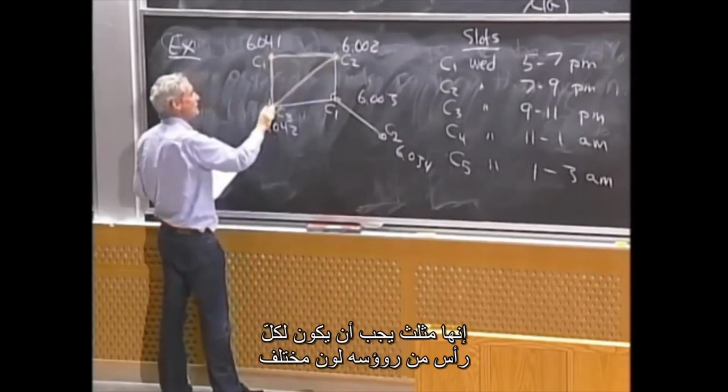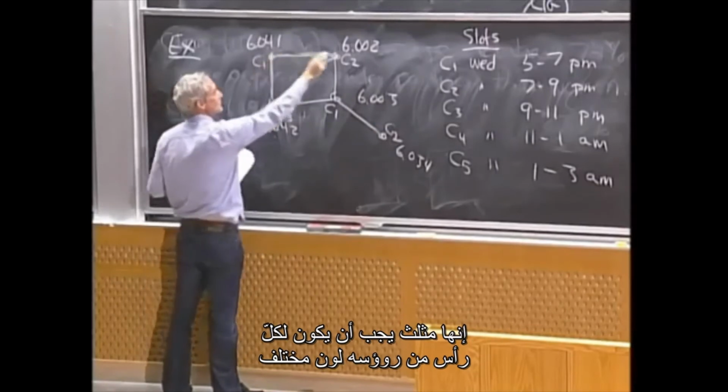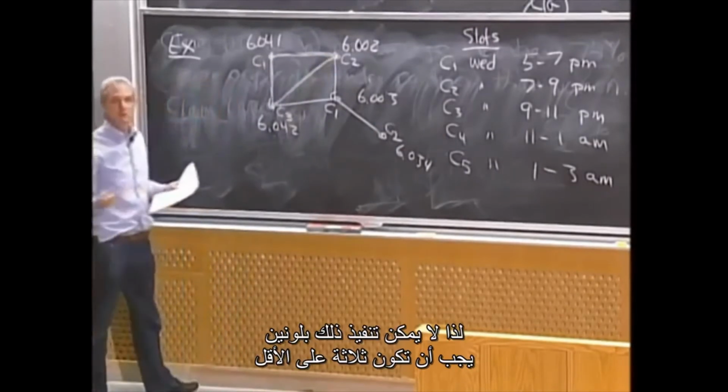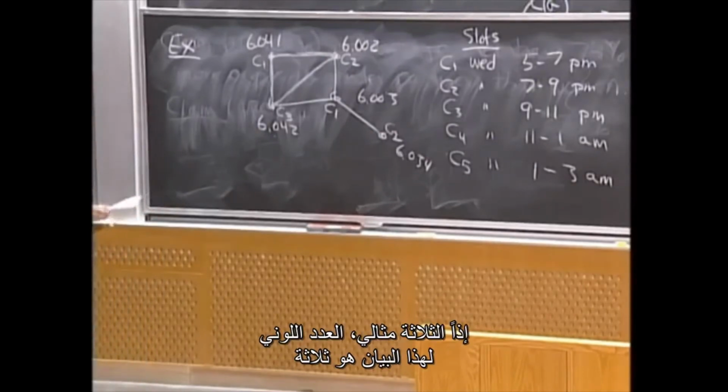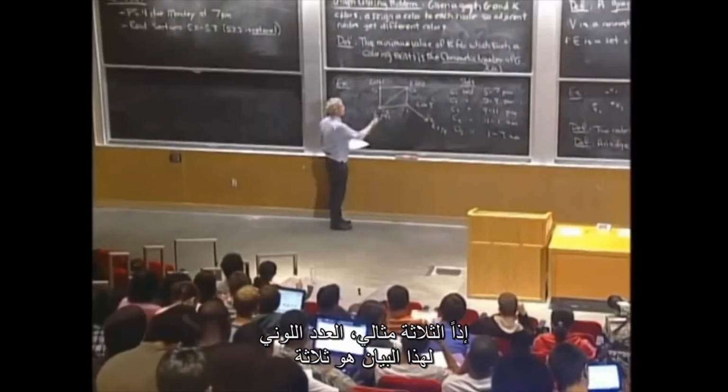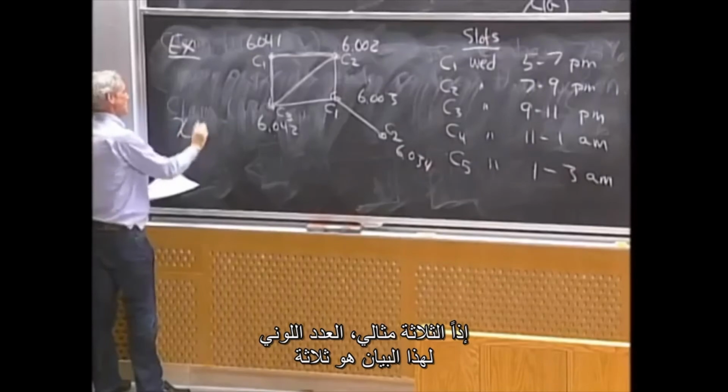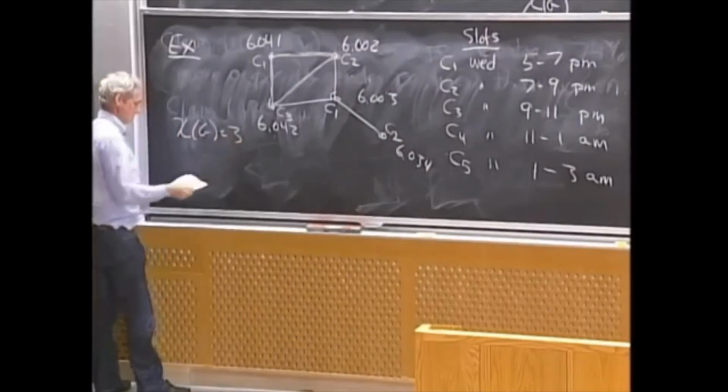So you can't do 2 colors because these 3 guys would violate that. You got a triangle here. Each one of these guys has to be different than the other 2. So 2 colors can't work. You got to have at least 3 in this case. So 3 is optimal. We have just shown that for this graph, the chromatic number is 3.